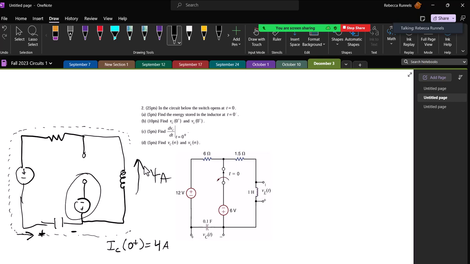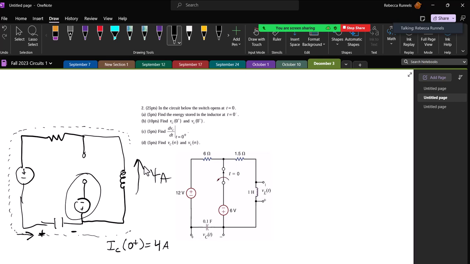Now IC of 0 minus was 0 amps. That's okay. The current across a capacitor can change instantaneously. The voltage cannot, but the current can. And so the current has to be the current through the inductor, because the current through the inductor cannot change instantaneously.